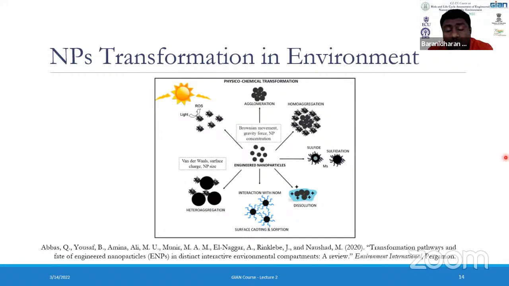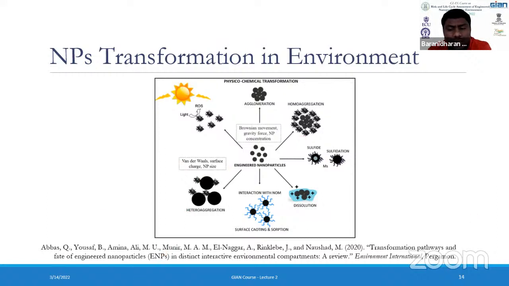So heteroagglomeration with natural colloids dominates when it is in water. It is mainly dominated over the homoagglomeration due to the realistic, otherwise trace, concentration of these nanoparticles in the environment. So in water systems, heteroaggregation dominates over the homoaggregation.